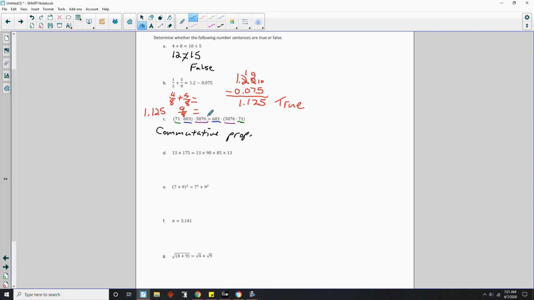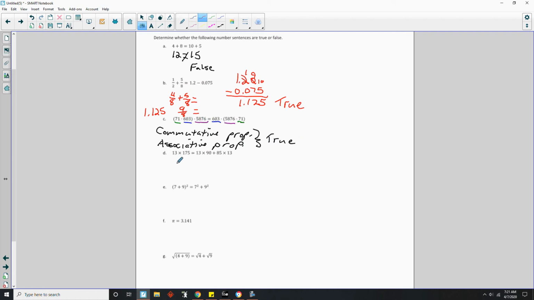Okay, or we could look at it as the parentheses being moved. The parentheses are around 71 and 603, now they're around 71 and 5,876. That is the associative property. Okay, so either one of these two properties would work, and therefore this is a true statement.